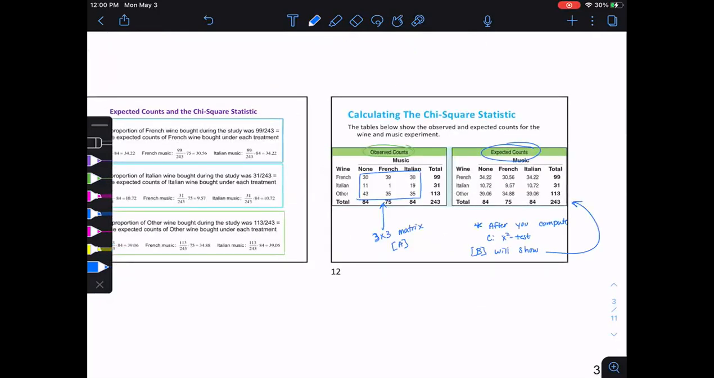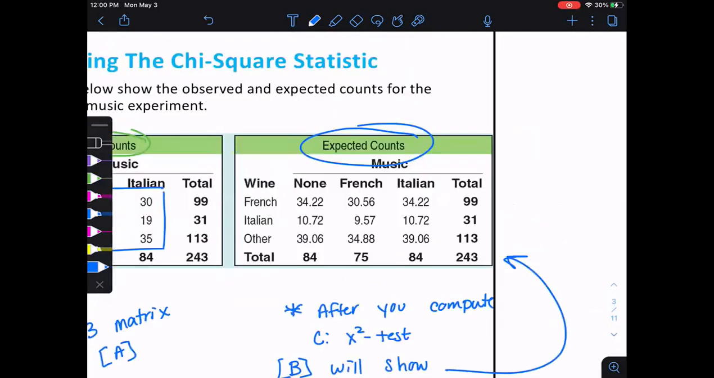AP will want to see your expected counts because that's part of your state, plan, conclude. You would say, yes, all expected counts are above or equal to 5. So you would have to actually write this matrix down. That's part of checking your conditions.